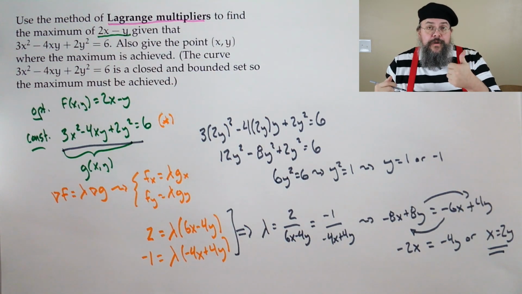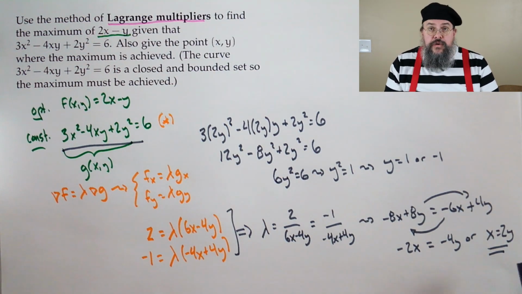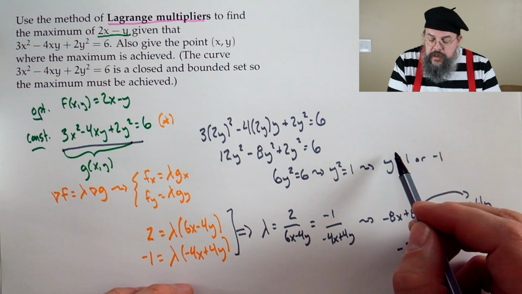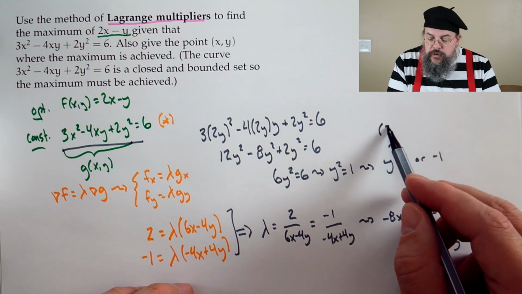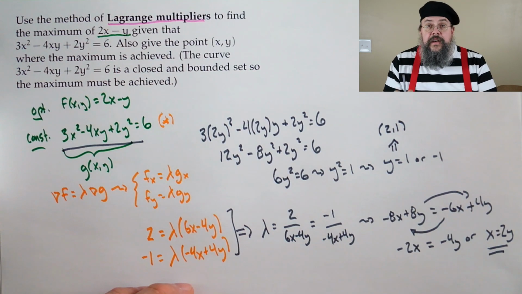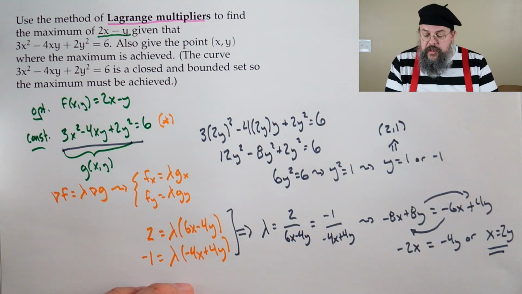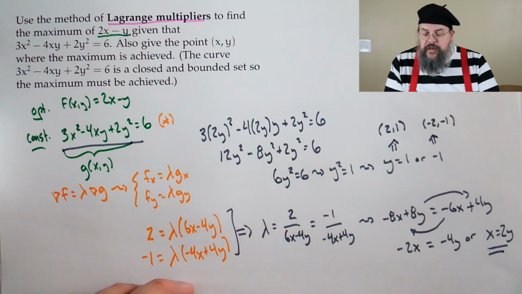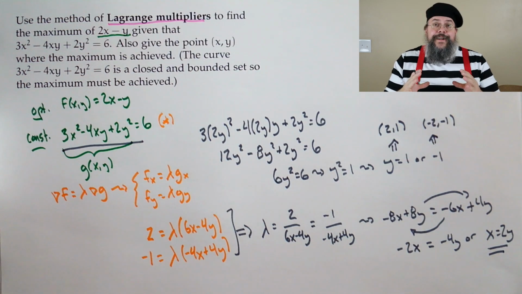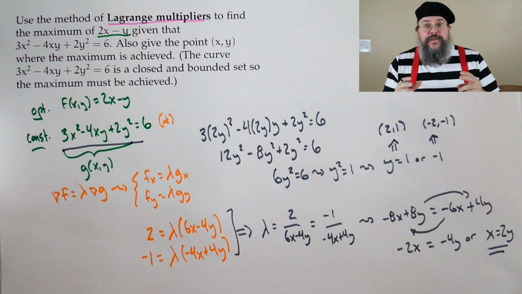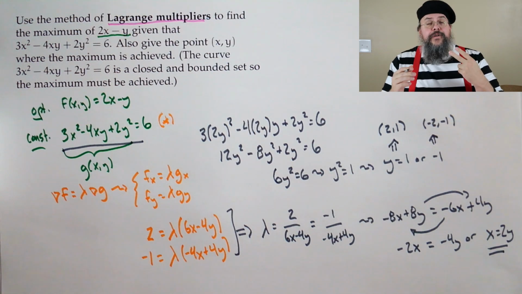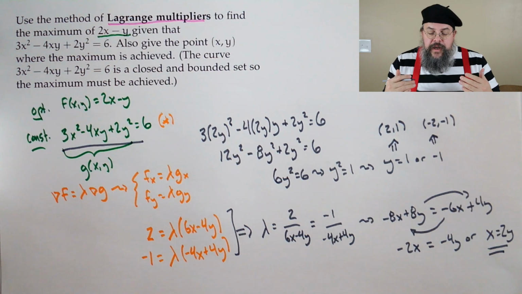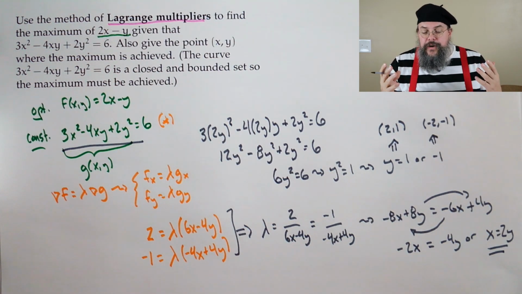Now, we say, what happens if y equals 1? Well, x is 2 times y. So, in that case, this would lead us to the point 2, 1. If y were negative 1, x is 2 times y. So this would lead us to the point of minus 2, minus 1. And now we can say, aha, according to the method of Lagrange multipliers, there's 2 candidate points, 2 places where an optimum can occur.